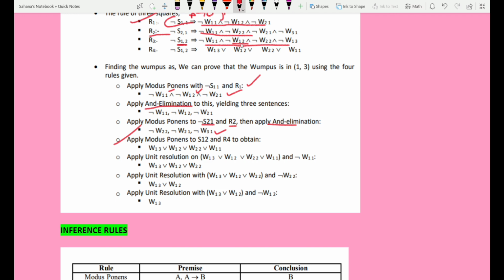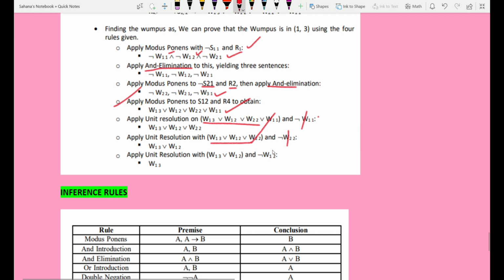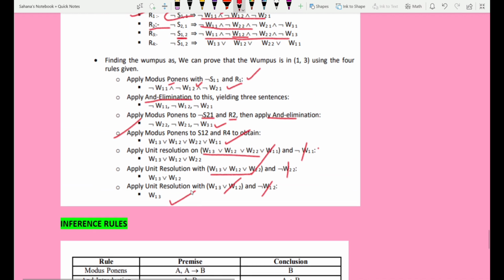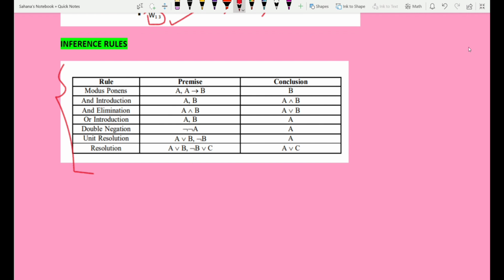With it, we got W13 or W12 or W22 or W11. We will do unit resolution with this and negation W11. If you do unit resolution, then W11 will get cancelled and this will remain. And again for W22, this and this will get cancelled, and W12 or W12 will remain. Again we do unit resolution and cancel W12 and negation W12, we get W13, and this proves the Wumpus will be in the square 1,3, using these inference rules. Thank you guys.